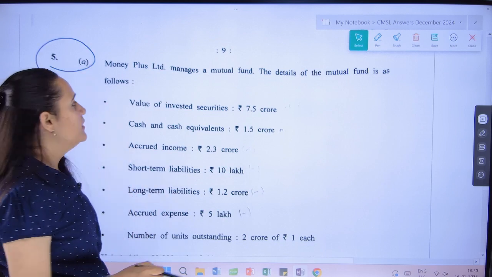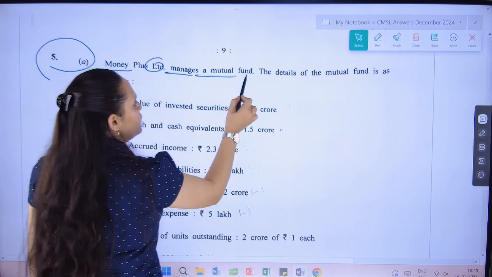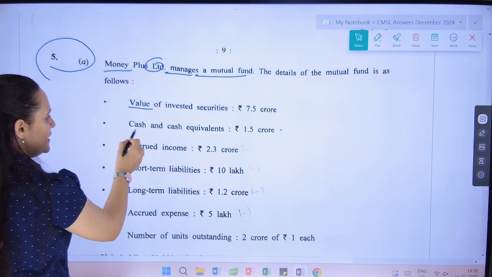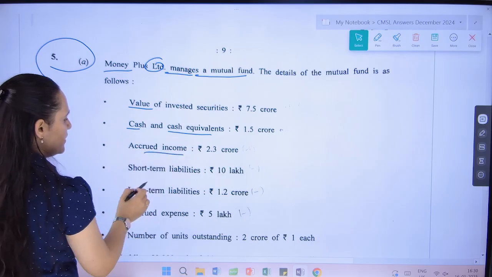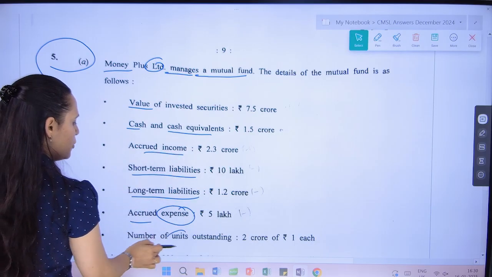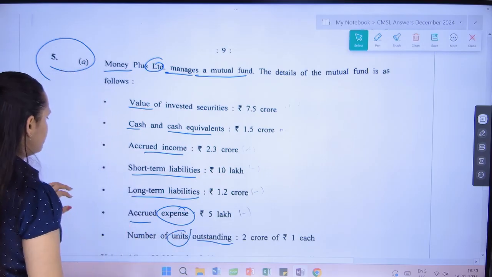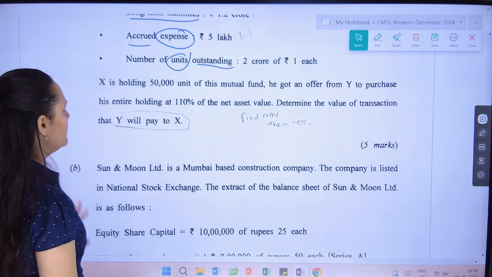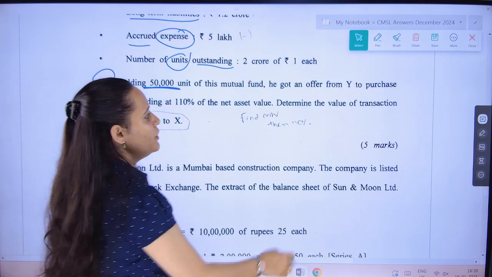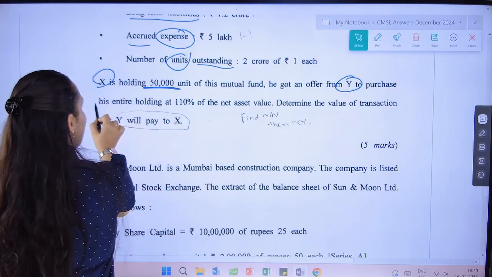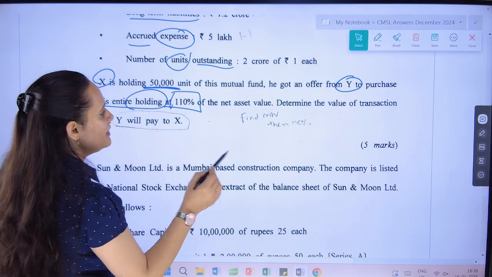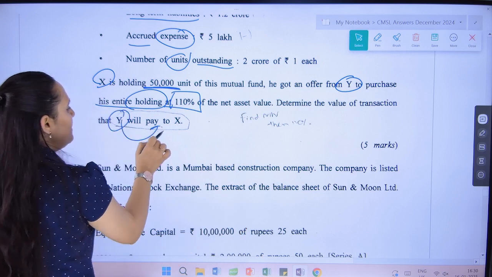There is no option. Money Plus Limited manages a mutual fund. The details of the mutual fund are as follows. We have given the value of investment, cash and equivalents that they hold, accrued income, short-term liabilities, long-term liabilities, accrued expenses, number of units that are outstanding. In addition to that, they have given us the details. X is holding 50,000 units of this mutual fund. He got an offer from Y to purchase his entire mutual fund holding at 110% of the net asset value. Determine the value of transaction that Y will pay to X.